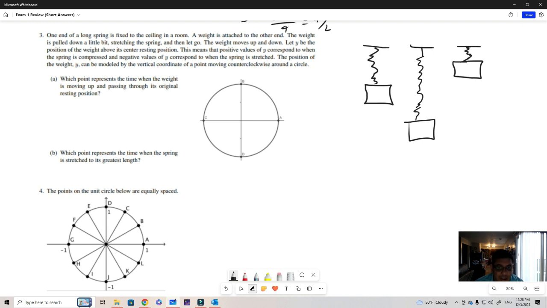Positive values of y correspond to when the spring is being compressed, and negative values correspond to when it's stretched. So here we have negative values, and we have positive values here. The position of the weight y can be modeled by a coordinate point moving in a counterclockwise circle. So we're going in this direction.